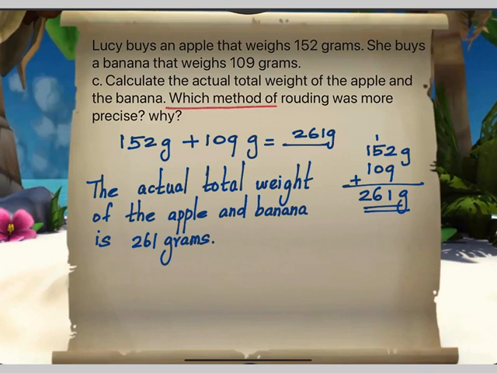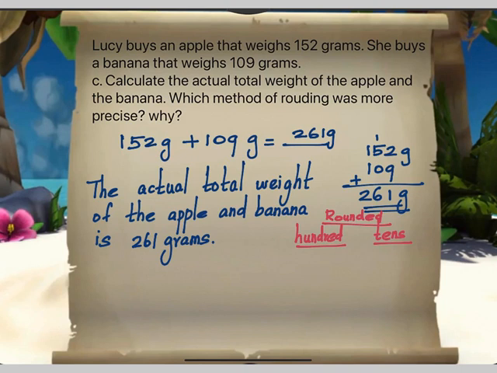Now we have to find which method of rounding was more precise and why. That means which answer is closer to the actual total weight, whether it is the first estimate or the second estimate. The first estimate we rounded to the nearest 100, and in the second estimate, part B, we rounded to the nearest 10. Now we have to see which answer is close to the actual answer, 261 grams.